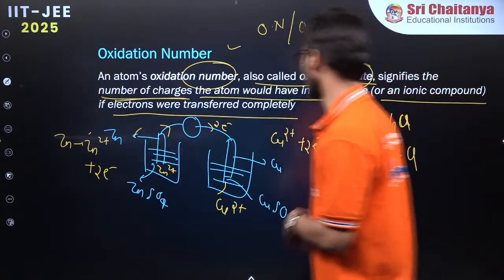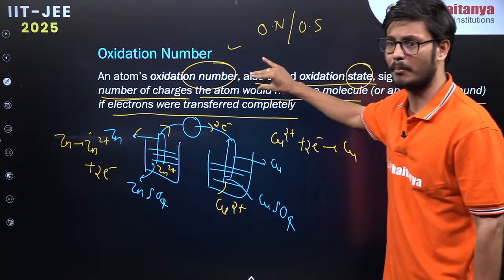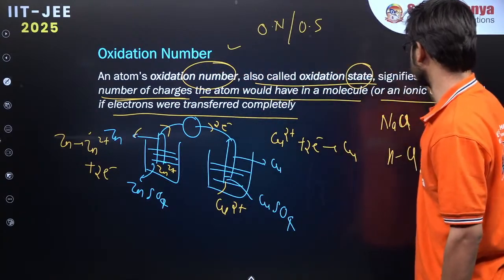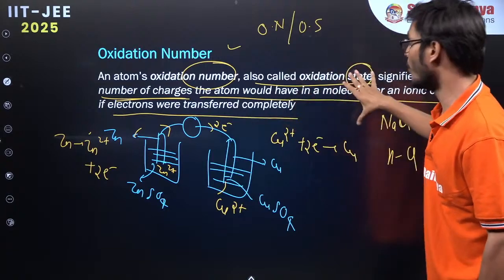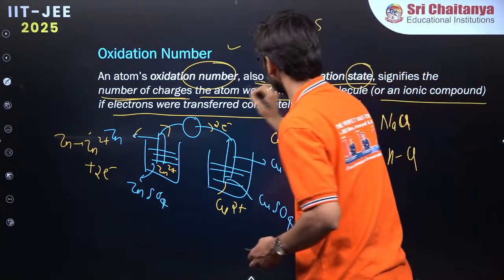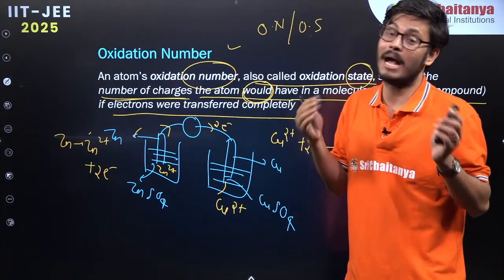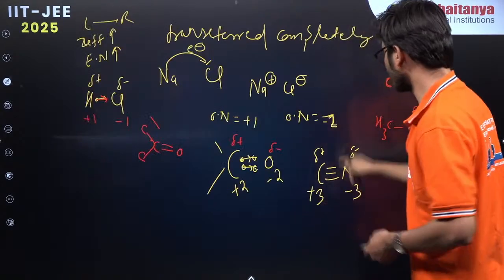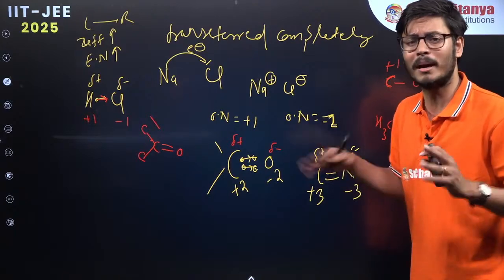So let us come to the definition. An atom's oxidation number, called oxidation state, signifies the number of charges the atom would have in a molecule. Would have, not exactly what it is having. That means nitrogen here is not having a -3 charge. Please remember, this is not a -3 charge.